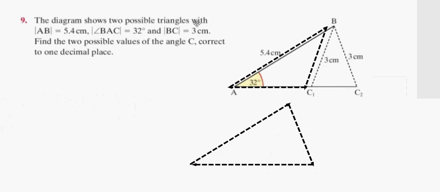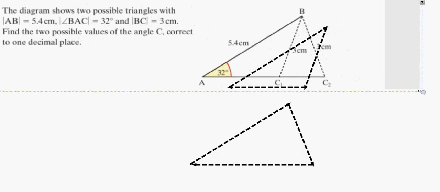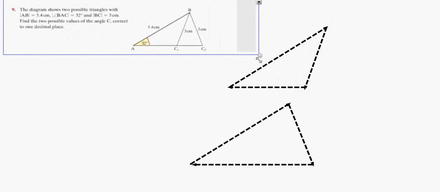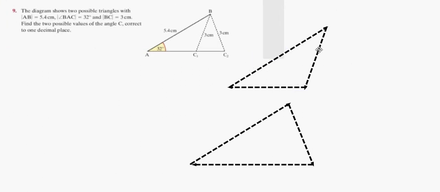So there are your two possible triangles. I'm going to shrink down this question just to take it out of the way for a second, just away from my other diagrams. Now, what they're basically saying is that this is 5.4 and this is 32. That's also 32 and that's also 5.4. And this is angle B, that's angle A, that's C. So this is angle C right here.